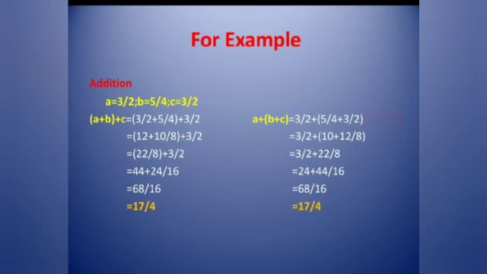Next, the right hand side, a plus the group b plus c. So the grouping method changes. Using the same cross multiplication method, we find the answer is 17 by 4. So the group is changed, but the answer is the same, 17 by 4. Therefore the associative property is satisfied for addition.